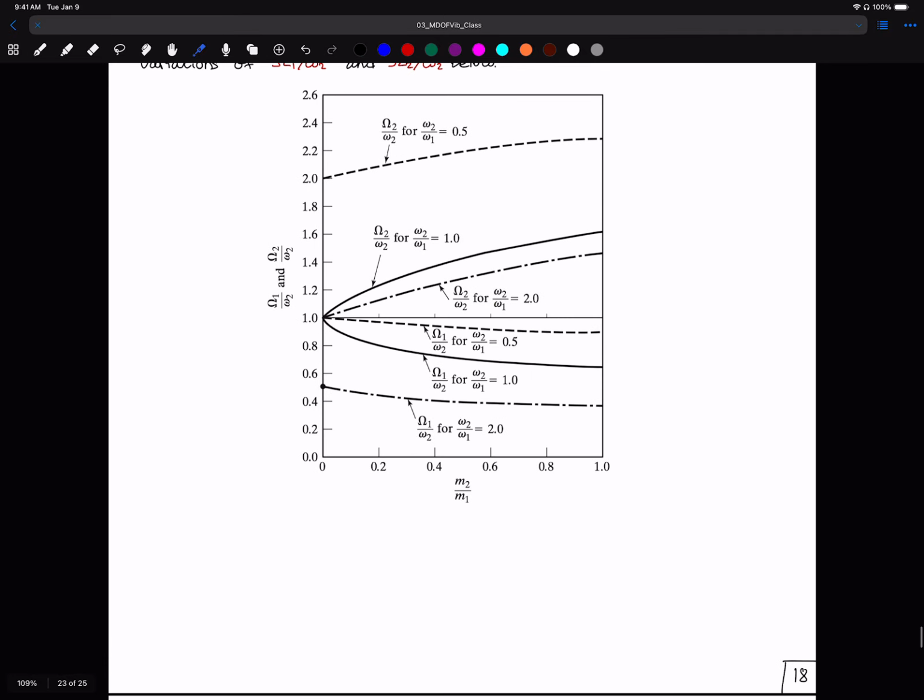Okay, that is the end of this lecture. In the next lecture, we are going to cover what happens when you have a damped vibration absorber.